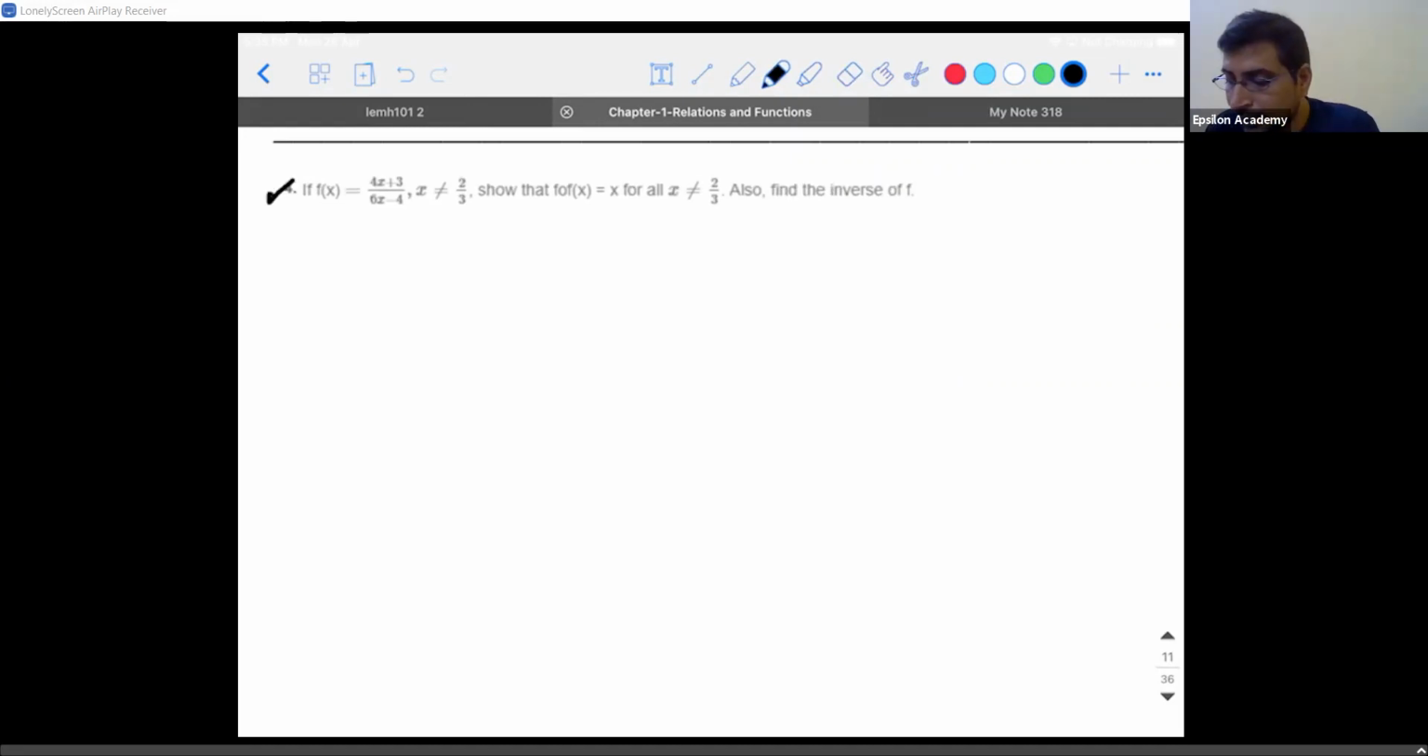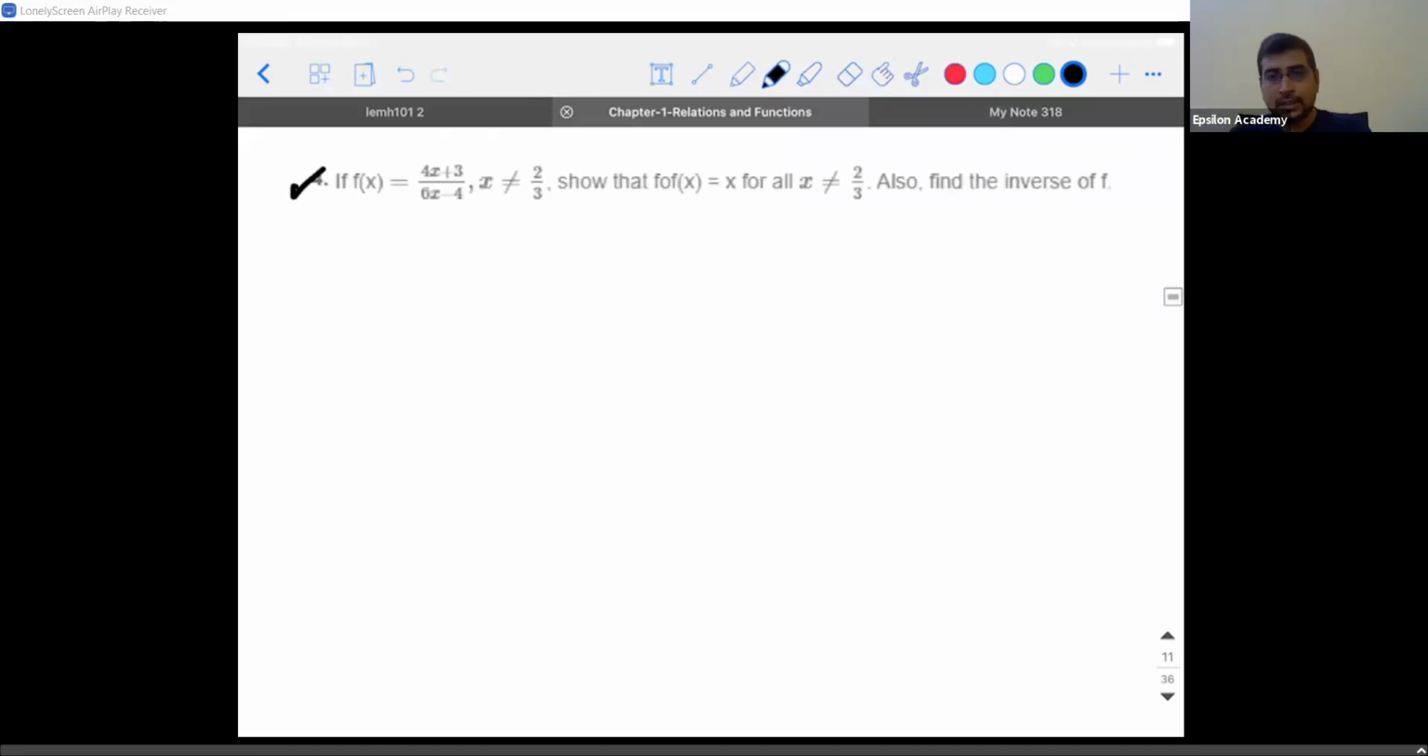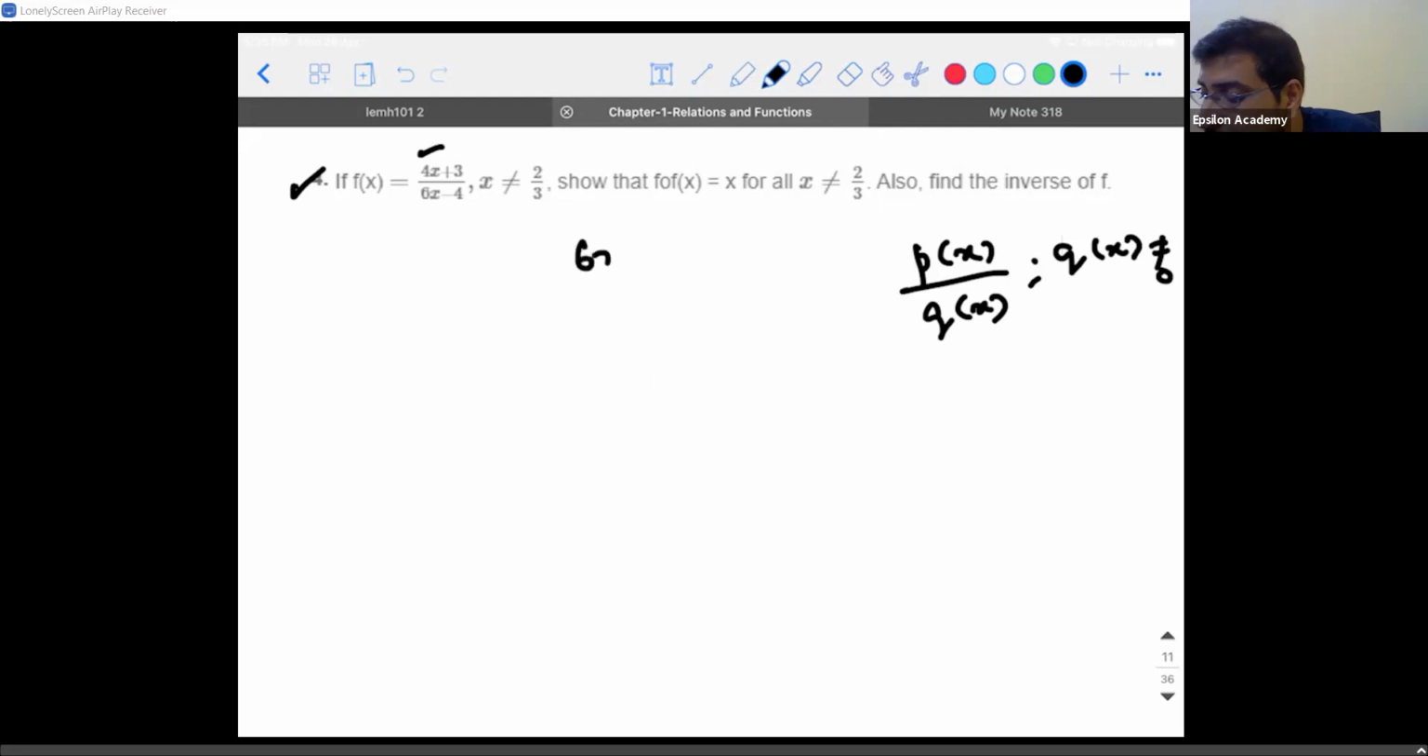So f of x is a function which is given. What kind of a function is this? Rational function. Very good. It is of the form p of x divided by q of x. It can be called a rational function only if q of x is not equal to 0. That is why they told f of x is 4x plus 3 by 6x minus 4, and 6x minus 4 should not be equal to 0. Then x should not be equal to 3 by 2.